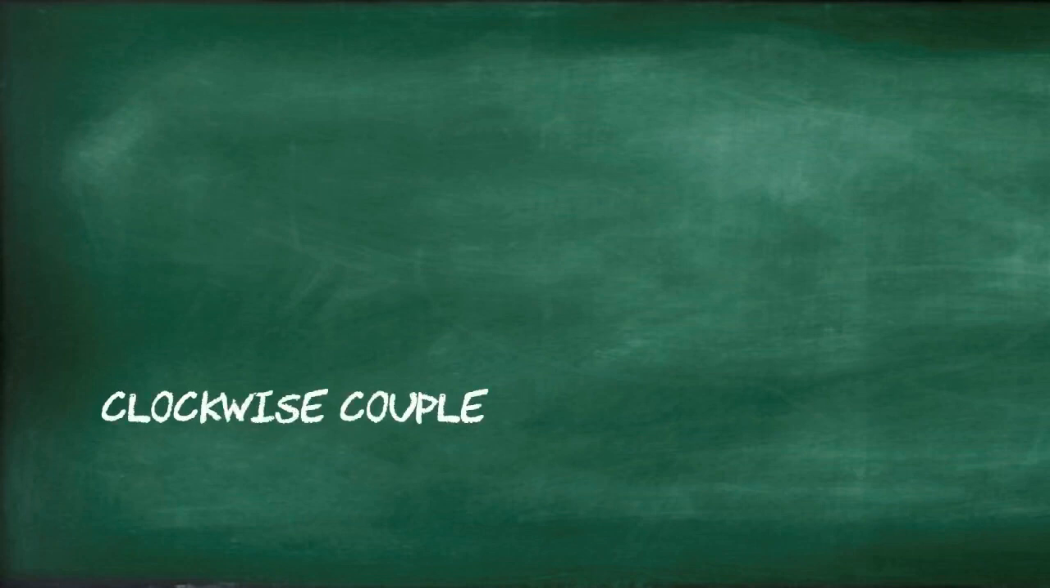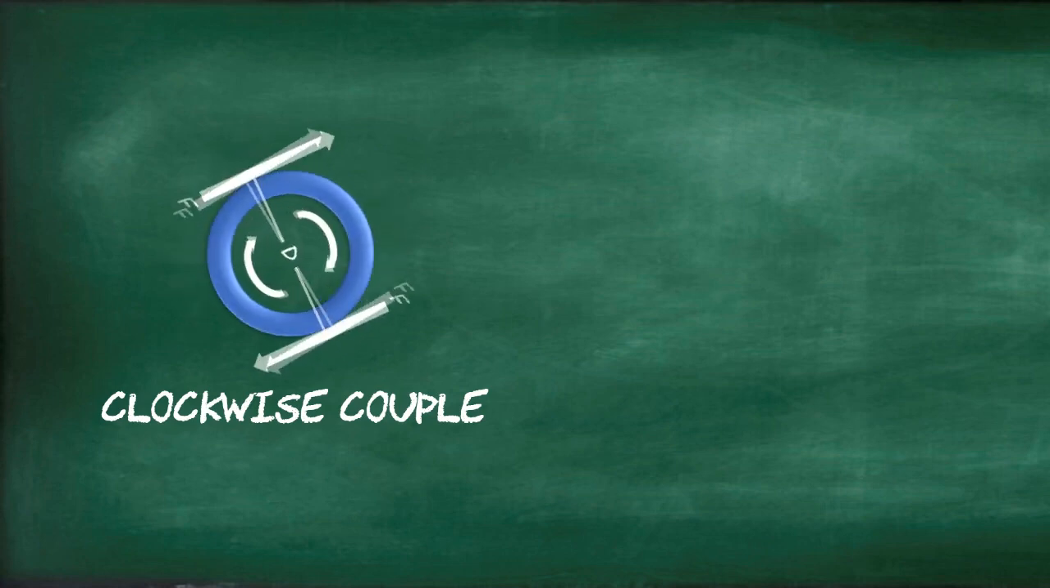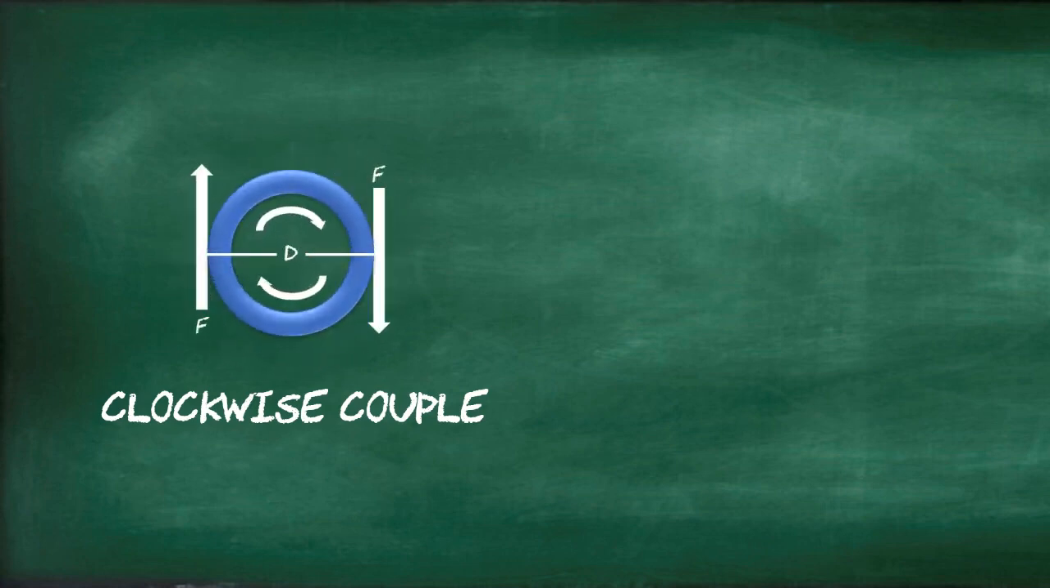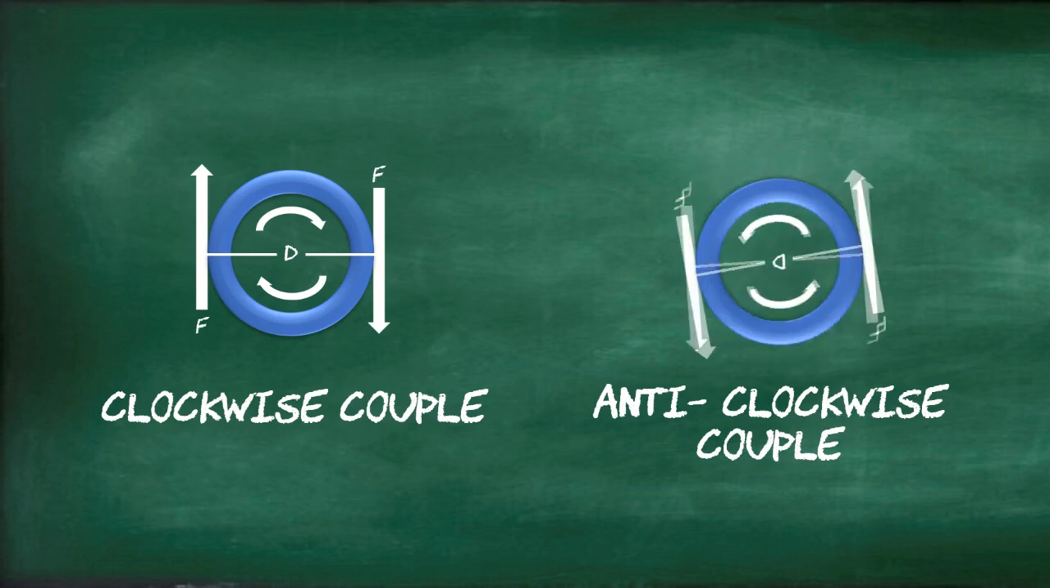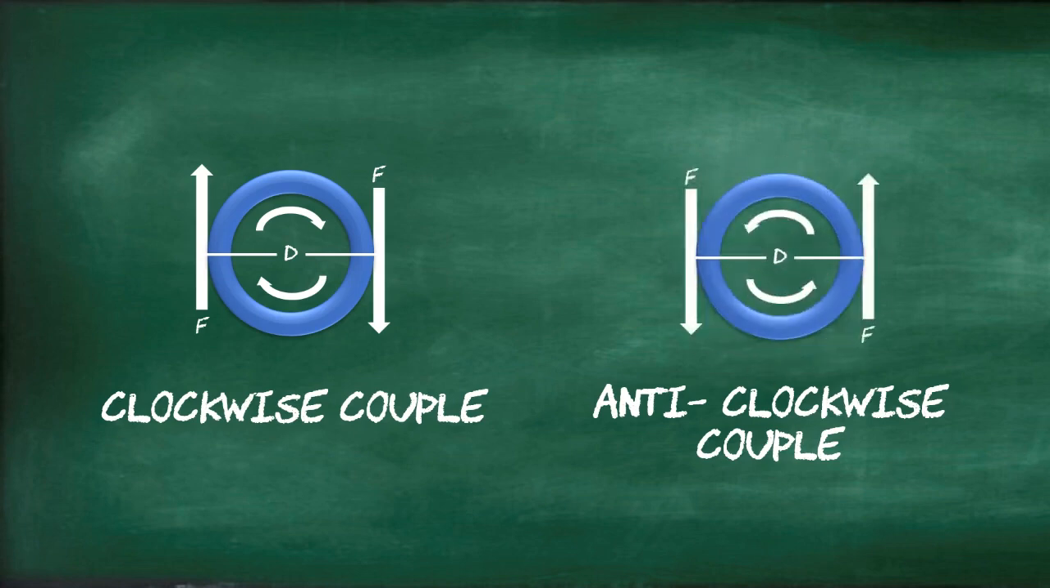Couples are classified into two categories based on how the rotation is applied on the object. First is a clockwise couple, where obviously they rotate in a clockwise manner. Then there's an anti-clockwise couple, in which the body rotates anti-clockwise. Take note that a couple produces only rotation and no linear acceleration or linear motion.